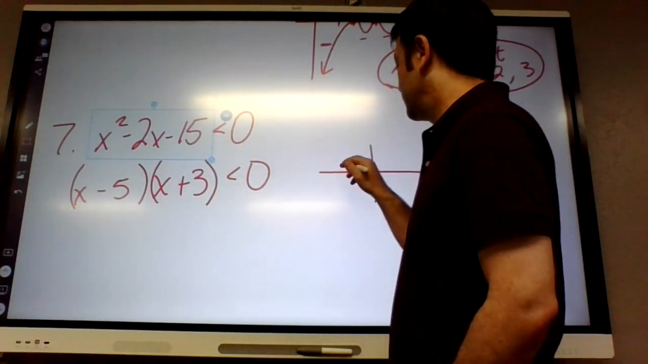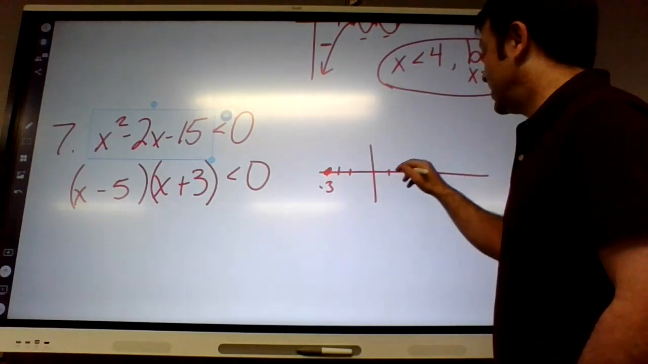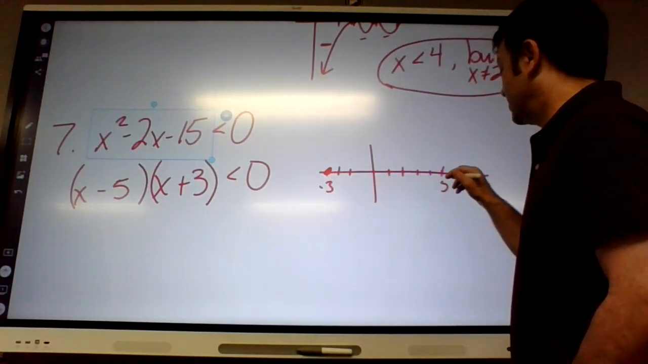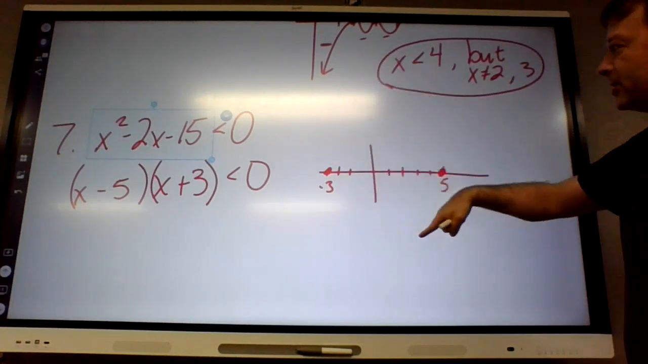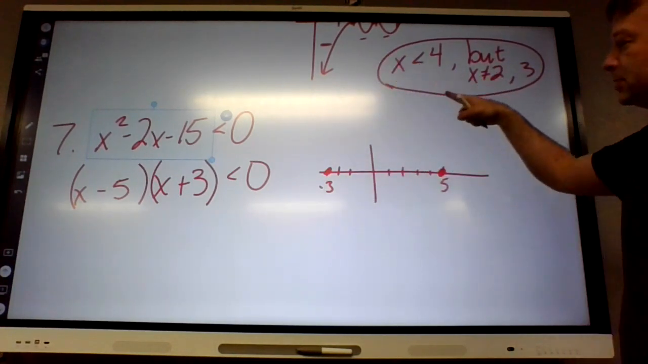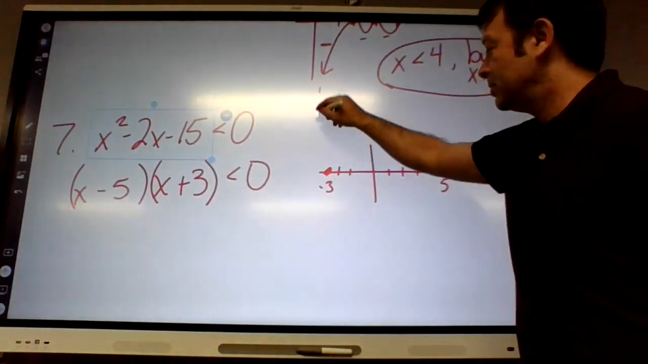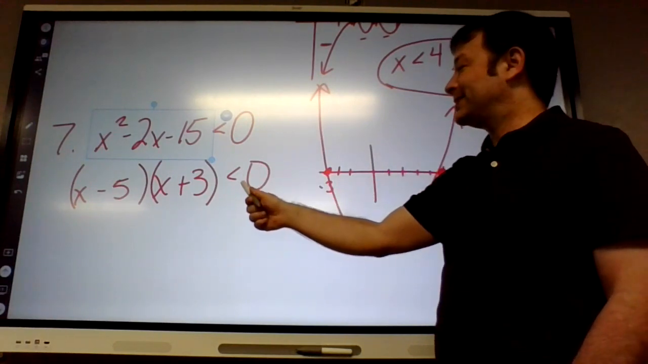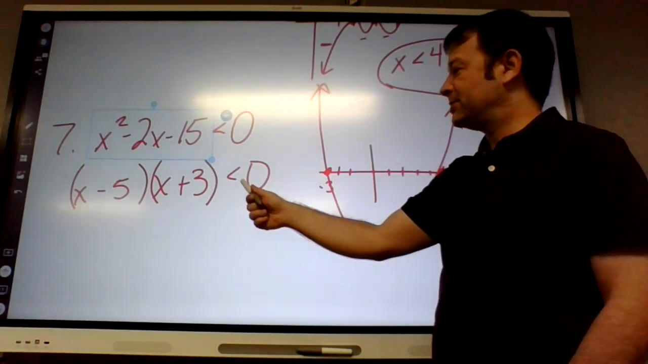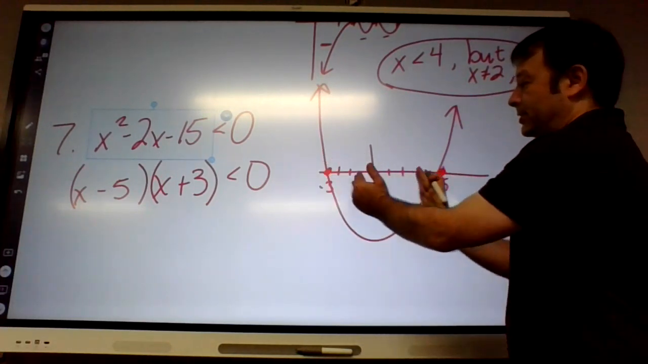Negative 3 and 5. That means it's crossing the x-axis at negative 3 and 5. Is this parabola going to be a smiley face or a frowny? Smiley, because it's a positive x squared, so it'll be a normal one. The question is, where is the function less than 0? Negative 3 to 5. Yep, between negative 3 and 5.